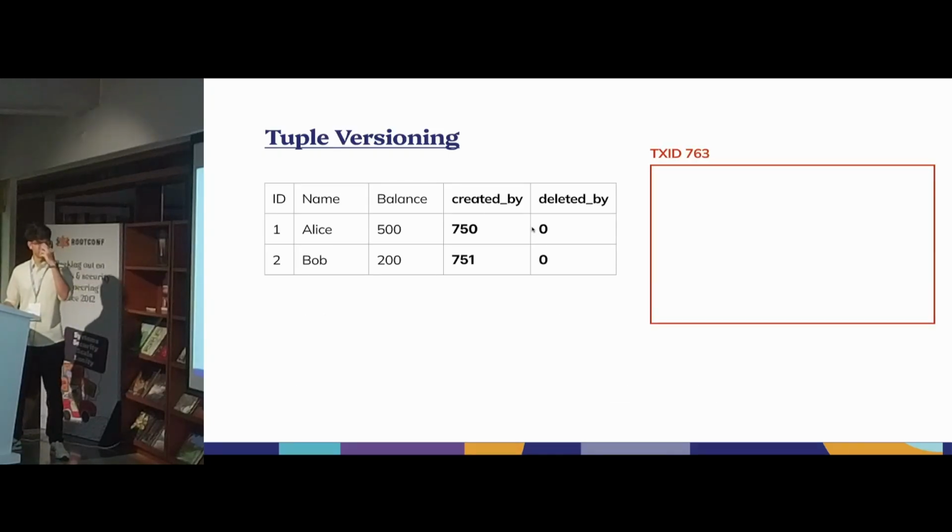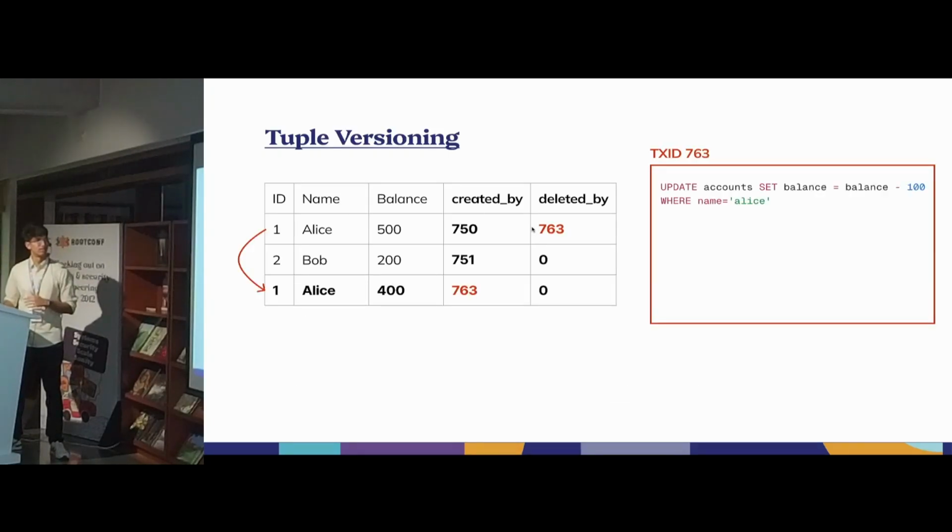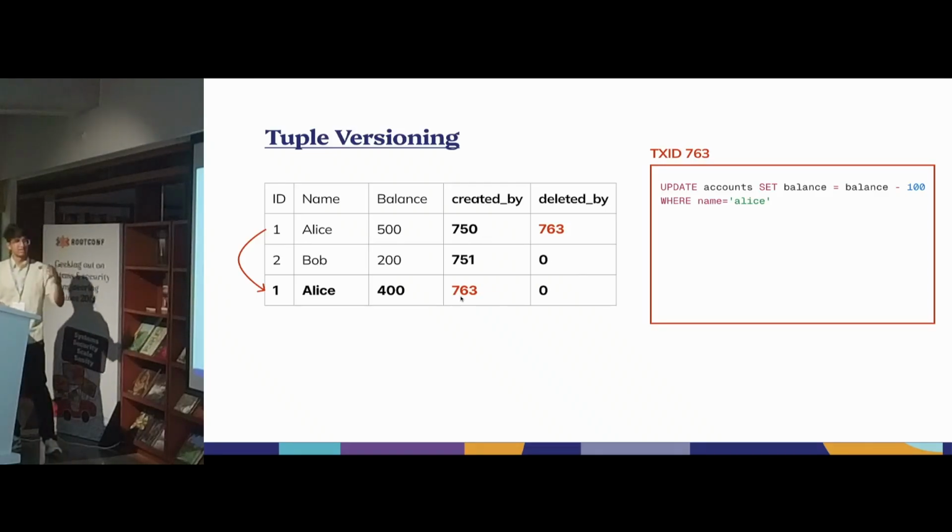And let's actually walk through the example again, right? You would do the first update statement to remove 100 from Alice. And in this case, the transaction that we have started has an ID of 763. So the new tuple will get a created by of 763. But if you notice, the older tuple gets a deleted by of 763. This basically means that the transaction with the ID 763 has deleted the old tuple, and the new tuple has been inserted in the same transaction, and hence gets the same value.